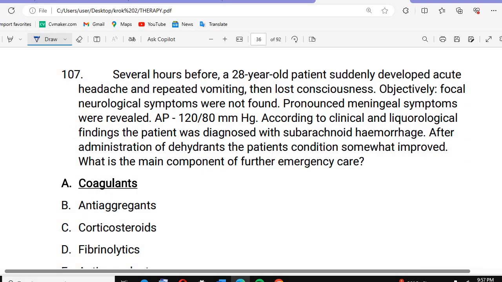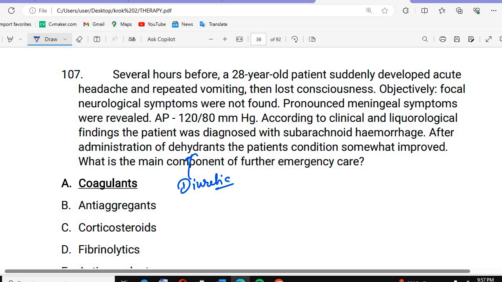After that, several hours before, a 28-year-old patient suddenly developed acute headache and repeated vomiting, then lost consciousness. Focal neurological symptoms were found. Pronounced meningeal symptoms were revealed. According to the clinical and liquorological findings, the patient was diagnosed with subarachnoid hemorrhage. After administration of a dehydrant, meaning some diuretic type of thing, the patient's condition somewhat improved. What is the main component of further emergency care?